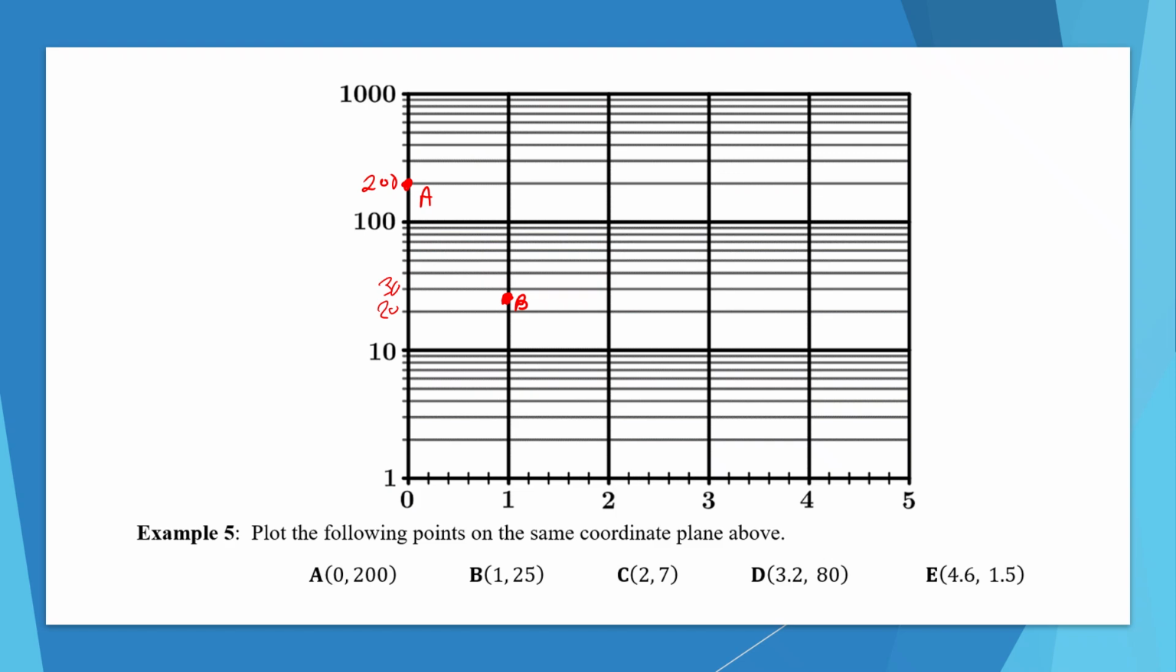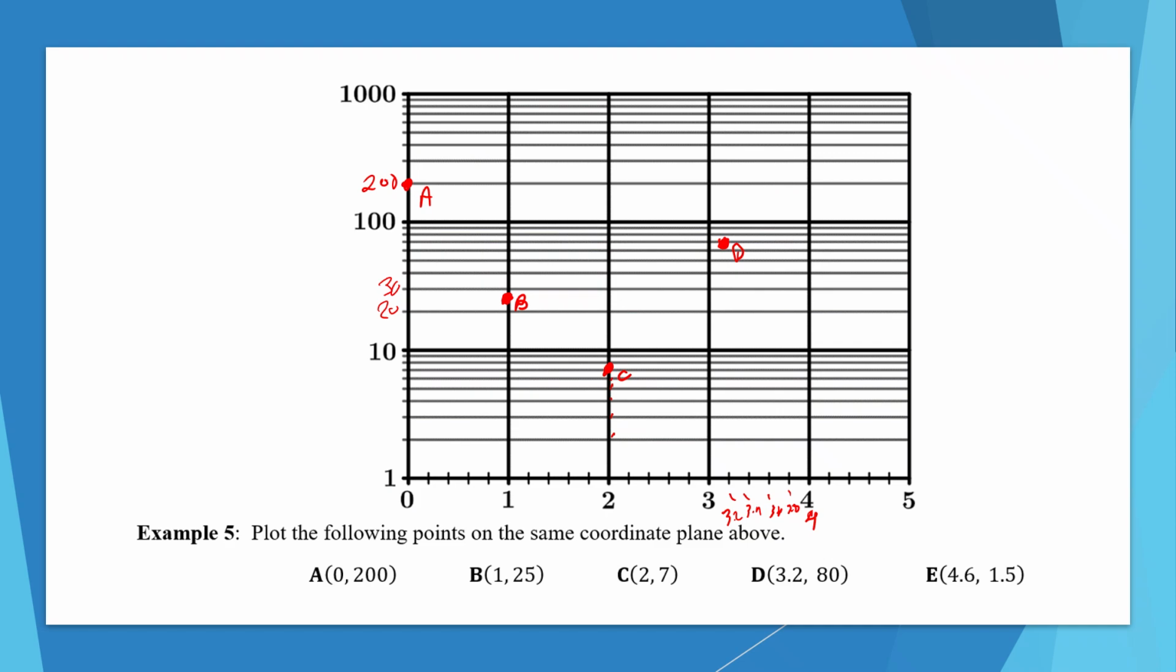C is 2, comma 7, so 2, 1, 2, 3, 4, 5, 6. Right there is C. D is 3.2, comma 80. So here, this is 5 equal ticks. So this is going to be 3.2, 3.4, 3.6, 3.8, and then 4. And so 3.2 should be that first tick mark, and then 80 should be 10, 20, 30, 40, 50, 60, 70, 80 right there. So that's going to be my best drawing for D.